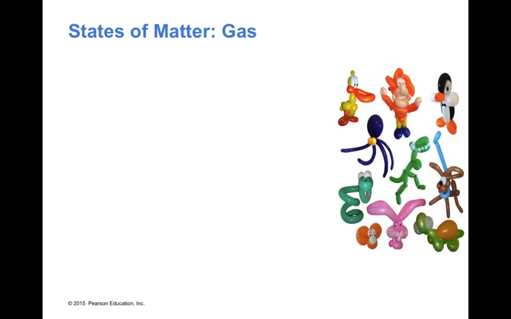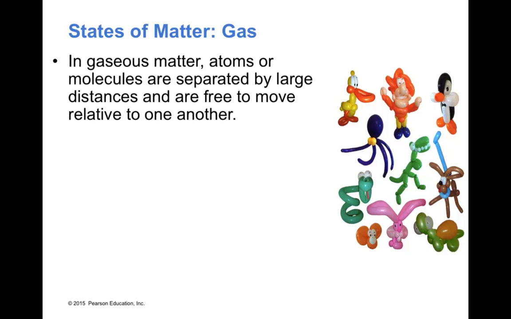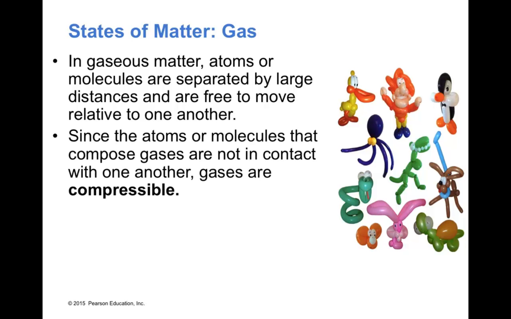In gaseous matter, atoms or molecules are separated by large distances and are free to move relative to one another. Since the atoms or molecules that compose gases are not in contact with one another, gases are compressible. Remember when we saw the diagram before that the molecules of gas were really separate and they have a lot of space? So that's why they can be compressible.